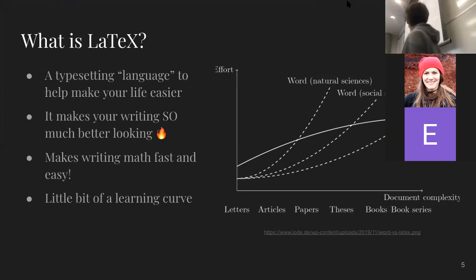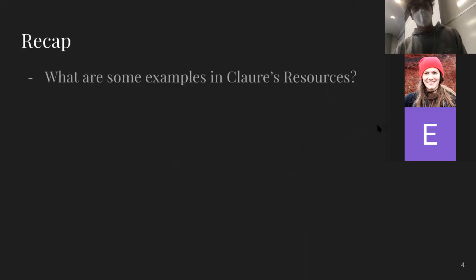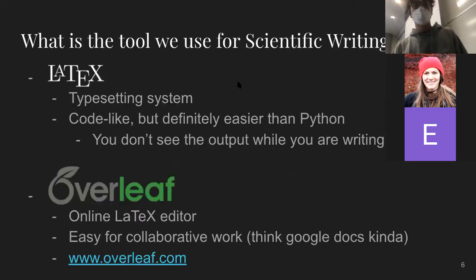This graph is a little bit of a joke, but it's also serious in the sense that LaTeX makes everything easier. You should never be using Word ever again after getting into LaTeX if you're in the sciences. There is a little bit of a learning curve. It's a learn-by-doing type of thing. Basically, as I said, it's a typesetting system. It's code-like, but it's definitely easier than Python. It's somewhat intuitive: you're just writing down what you want to appear in symbols and using various commands to make them appear either in the middle of the page or in your text, whatever it may be. You don't see the output while you're writing it.